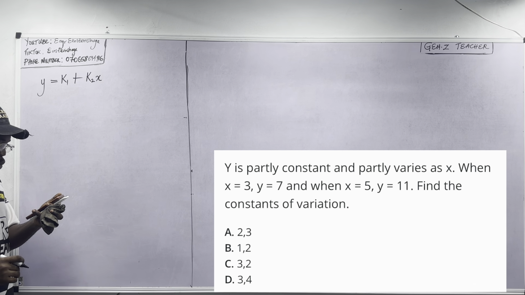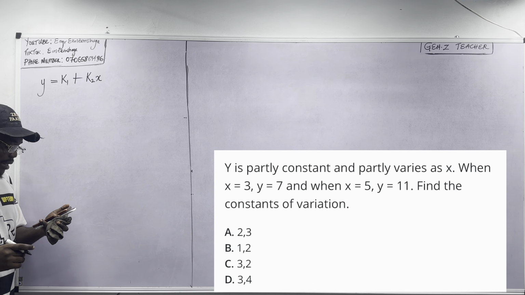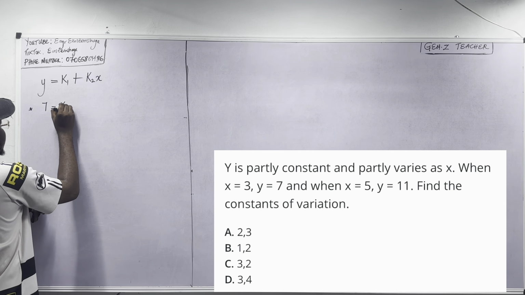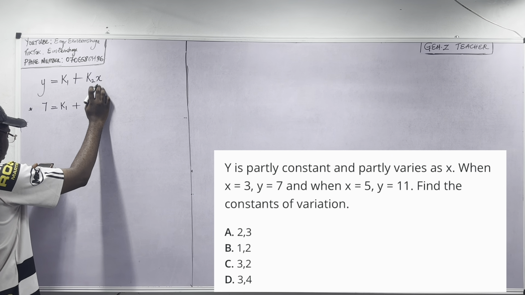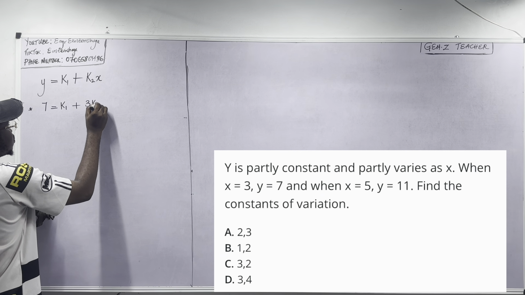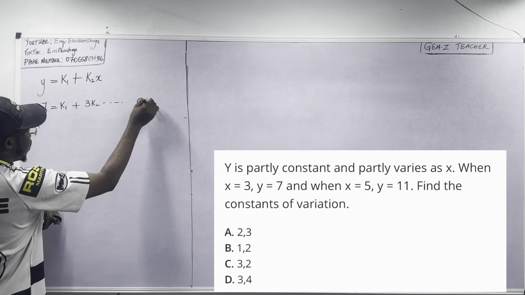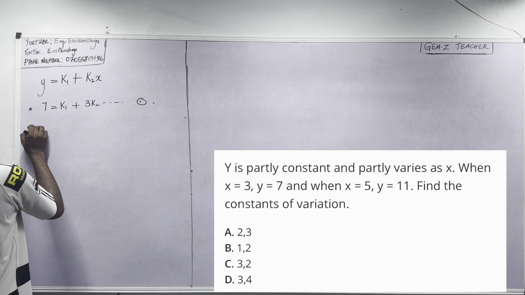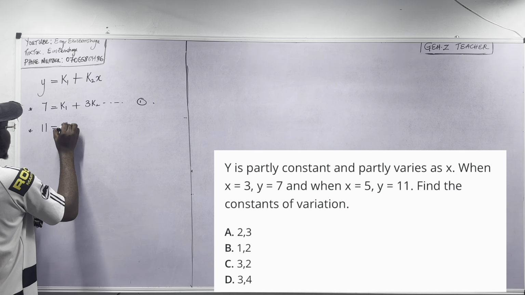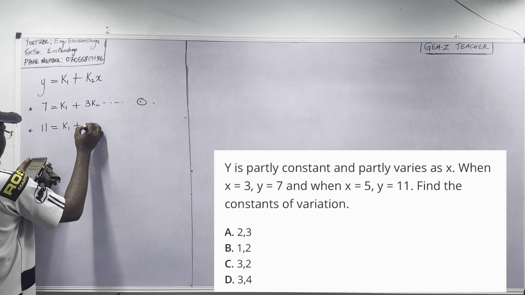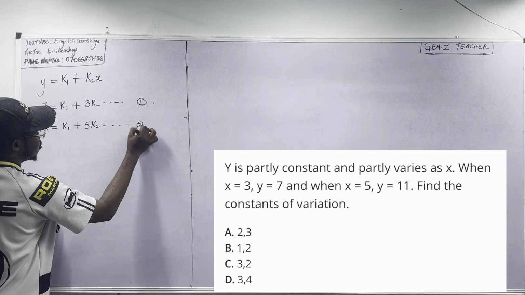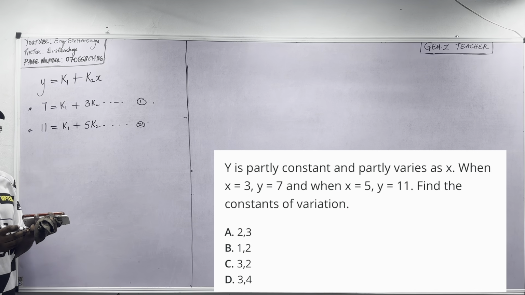And then when x is 3, y is 7. So for the first instance, y is 7, we have k1, and x was how many? 3. So we have 3k2. Now this is equation 1. And then when x is 5, y is 11. So the next part, y is 11, we have k1 again, and then x was 5, so we have 5k2, equation 2. So we're asked to find the value of the constants.